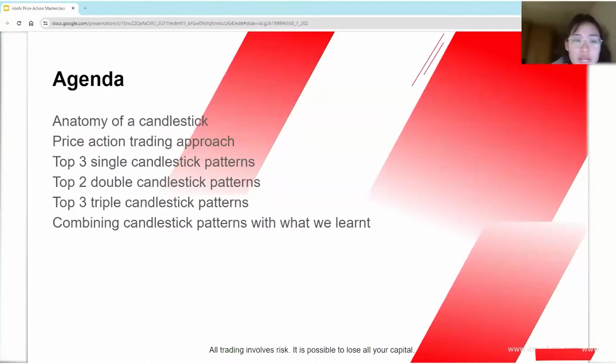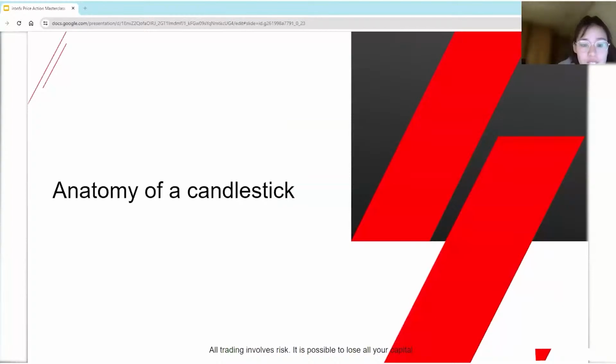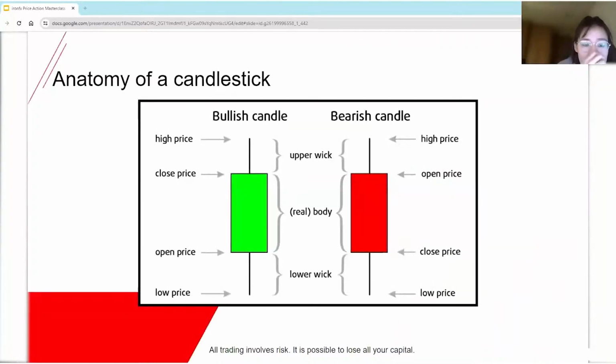Okay, let's go ahead and get started with the anatomy of a candlestick. So here we have a bullish and a bearish candlestick. On the left, the tip of the bullish candle is the high price, and the close price is at the start of the body of the candlestick. If we look at the lower wick, the open price starts at the bottom of the body and ends at the low price, which is at the end of our candlestick.